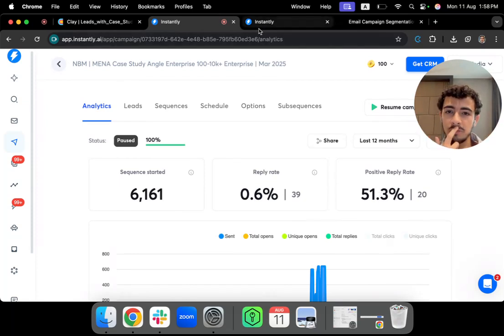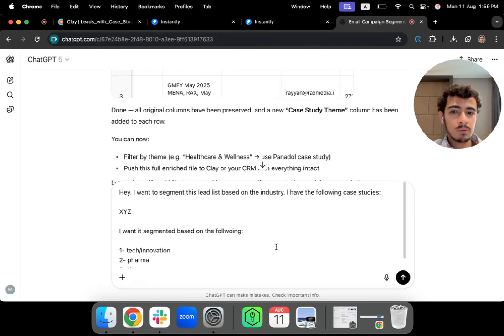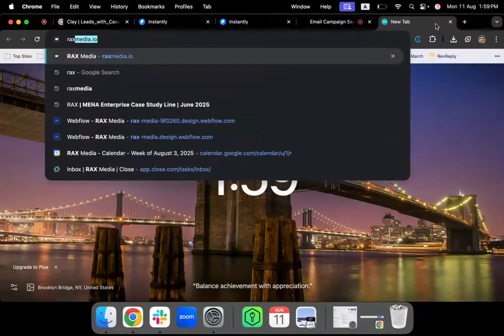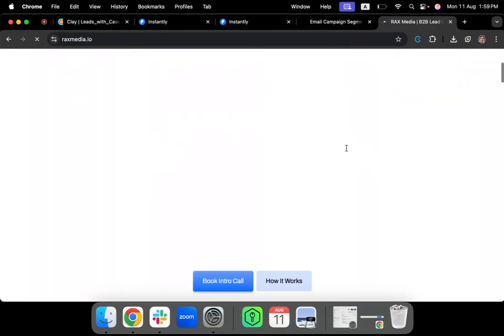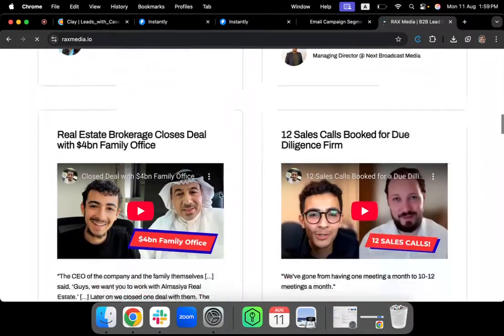So for perspective, to show you how you actually build this, you want to first think about the principle. Okay, I have these case studies, and I want to make sure the person I'm reaching out to is getting the right case study. So I'm going to walk you through this now and show you an example of how I would do this. I'm going to just go to my website, because it's the easiest thing I can do now, and go to these case studies here. So for example, AI company, podcasting company, real estate company.